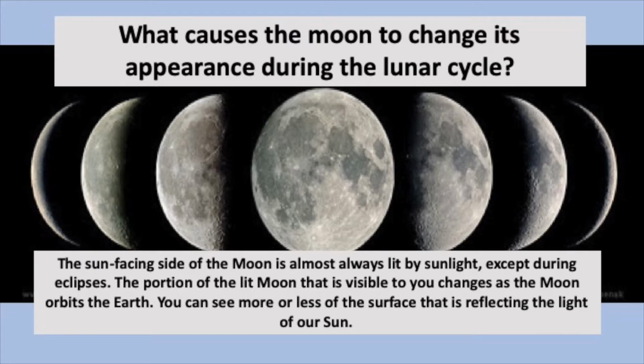What causes the moon to change its appearance during the lunar cycle? The sun-facing side of the moon is almost always lit by sunlight, except during eclipses. The portion of the lit moon that is visible to you changes as the moon orbits Earth. You can see more or less of the surface that is reflecting the light of our sun.